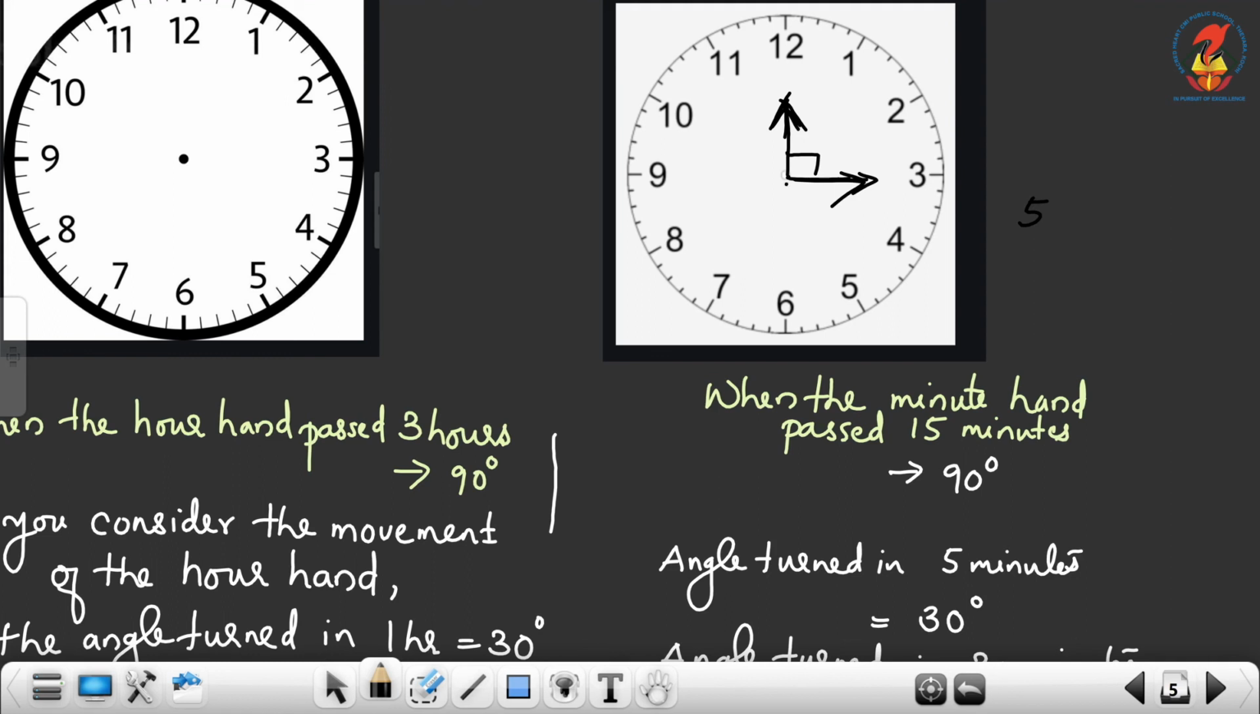Suppose the minute hand reaches at 6. The angle turned will be 180 degree. Suppose the minute hand starts at 12 and reaches at 9. Then how many minutes did it pass? 45 minutes. And the angle turned will be 270 degree.